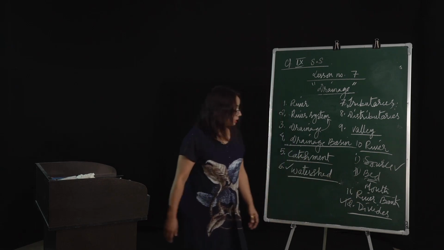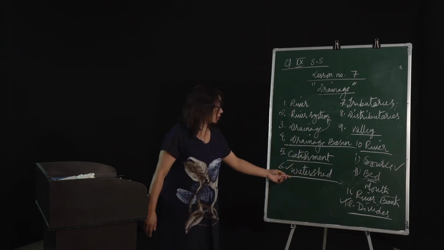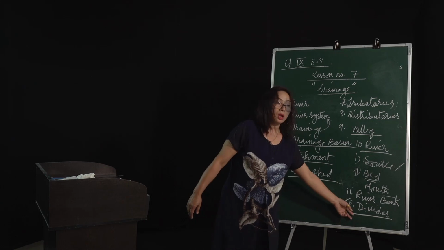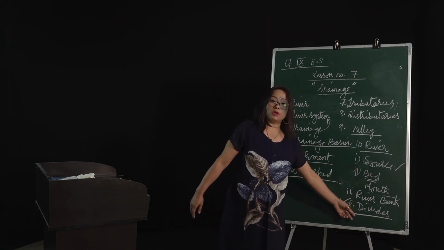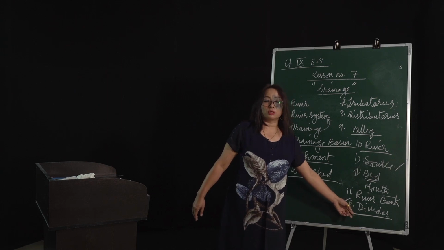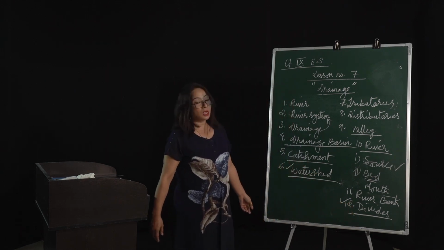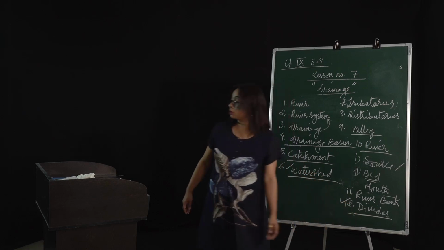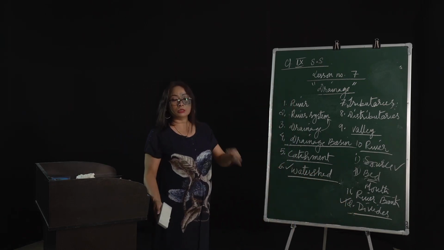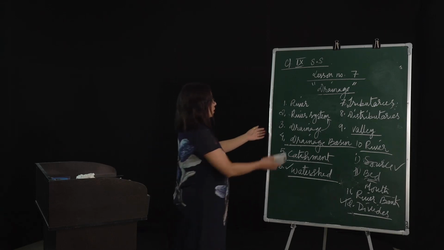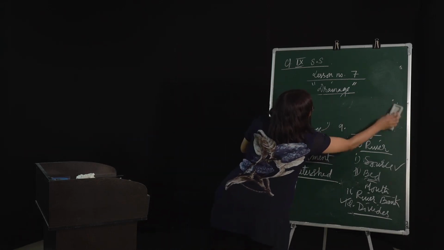And divide is also sometimes known as watershed, when a river is flowing and a higher level of land or a mountain comes in between. This height of land decides in which direction the river will flow, and as a result this is known as divides. If you are clear with this, it is there in the textbook also, but I hope I have been able to simplify it for you.